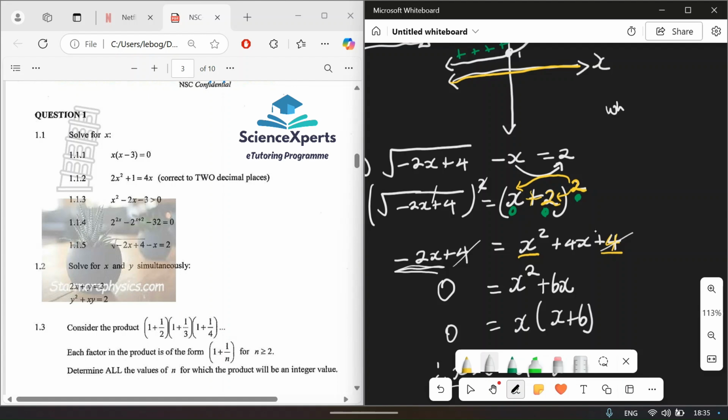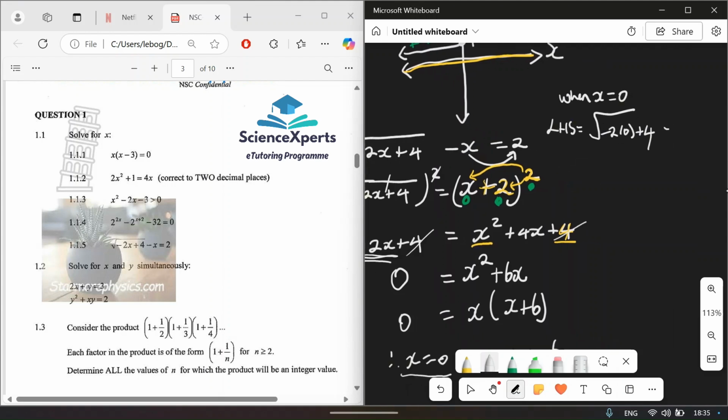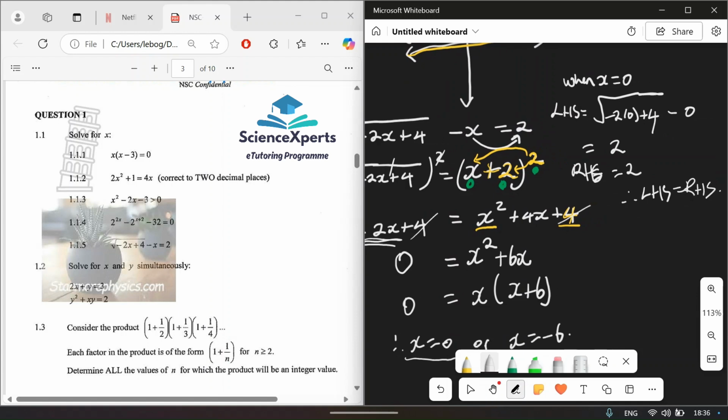So when x is equal to 0, the left hand side is equal to the square root of negative 2 into 0 plus 4 minus 0, right? So this is equal to the square root of 4, that's 2, right? The right hand side is also equal to 2, right? So therefore left hand side is equal to the right hand side. It means that x equals 0 satisfies this equation, so we're gonna keep it.